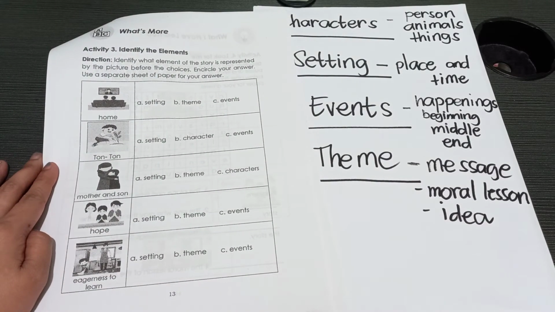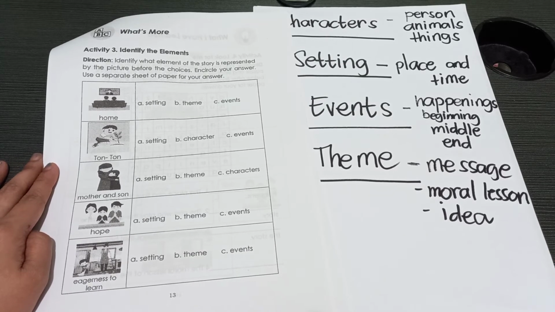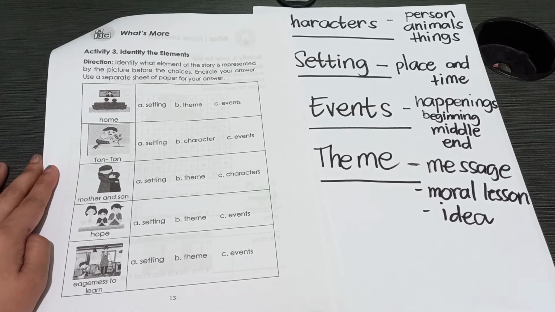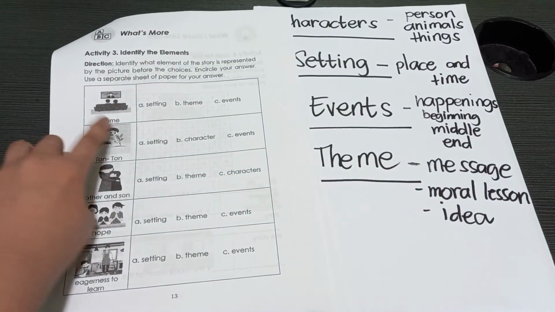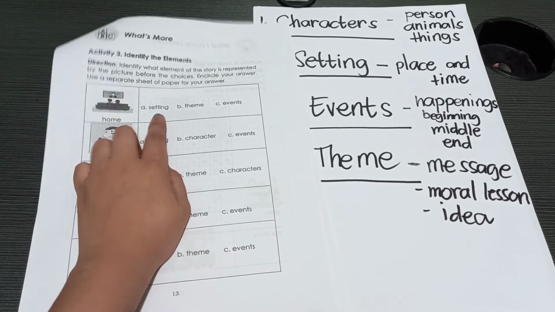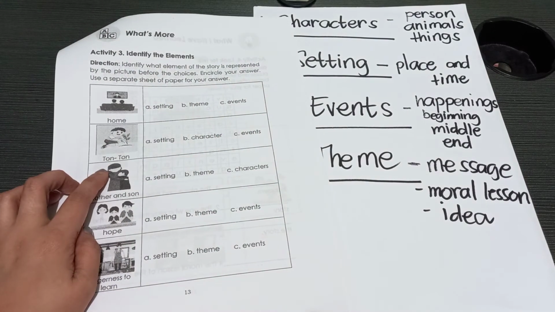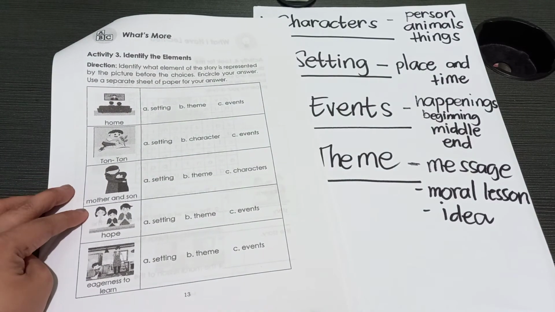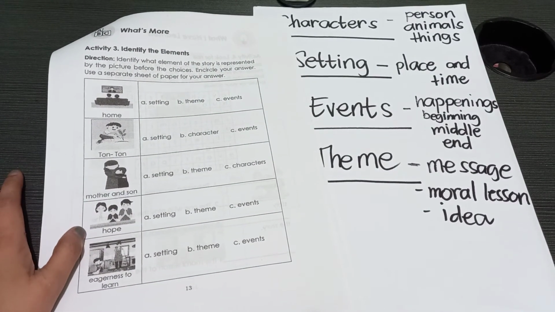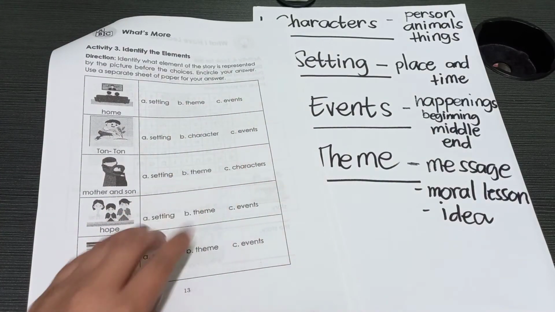What's more? Identify the elements. Identify what element of the story is represented by the picture before the choices. Encircle your answer. So, what do you think is the element is this? What element is this of the story? A, setting. B, theme. C, events. Number 2, tonton. 3, mother and son. Number 4, hope. And number 5, eagerness to learn. So just encircle your answer.